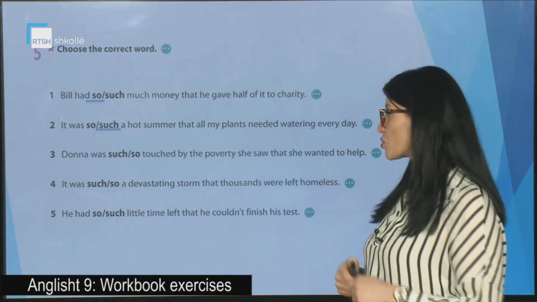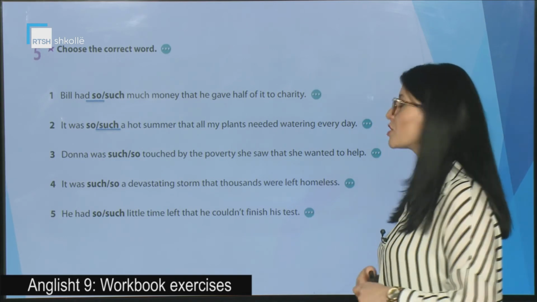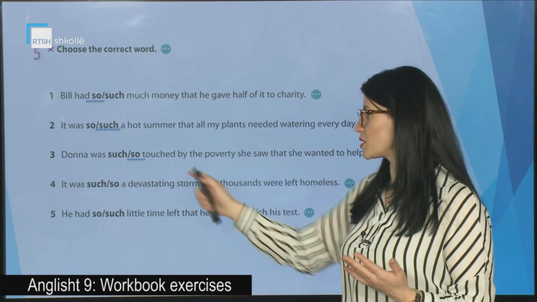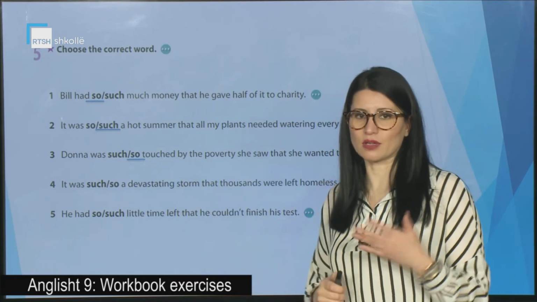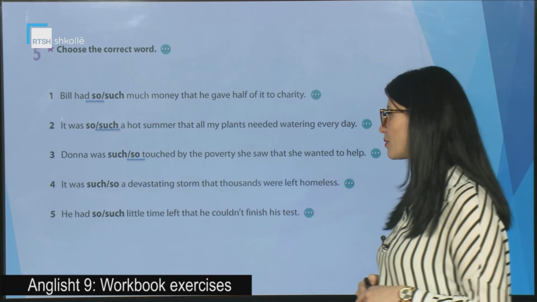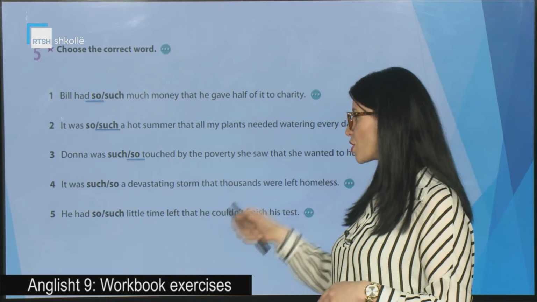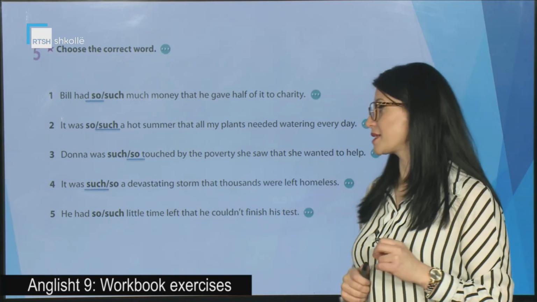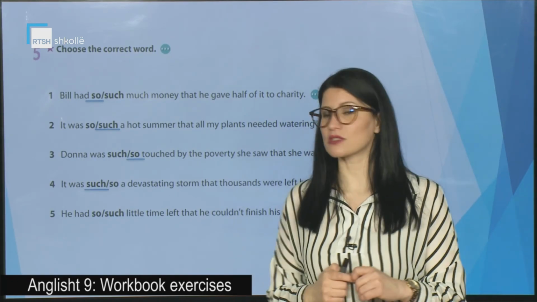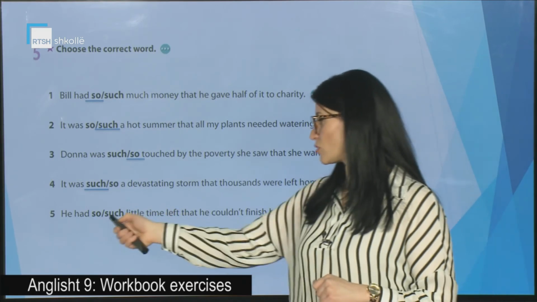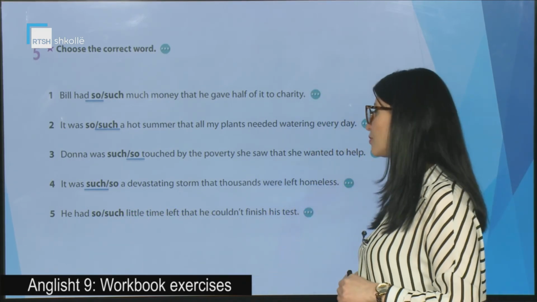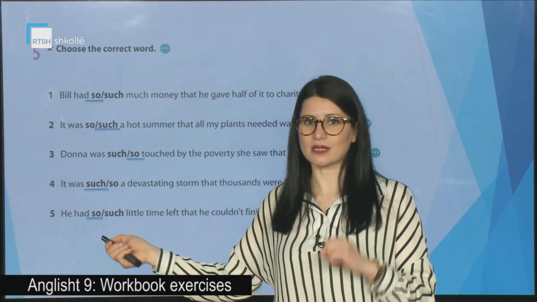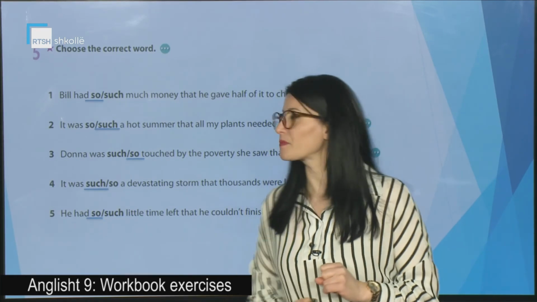Donna was such or so touched by the poverty she saw that she wanted to help. And the correct word is so touched, because it is just an adjective. We don't have a noun following it. It was such or so a devastating storm that thousands were left homeless, and it is such a devastating storm. He had so or such little time left that he couldn't finish the test. And as we said, we use little plus an uncountable noun with so.